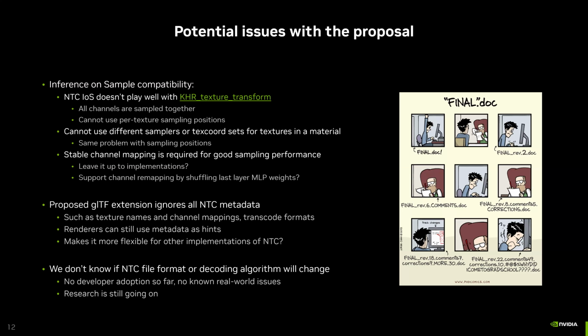The extension that I described, the multi-channel image, ignores all of the NTC metadata, like the channel mappings, the texture names, transcoding formats. That metadata can still be used by renderers as hints, but it's not necessary. Using the multi-channel image extension, you can take an NTC-enabled glTF asset and render it unambiguously. The rest is just hints. And it also makes it flexible enough, like I said, to support potentially other implementations of NTC and other formats that have multiple channels in one file.